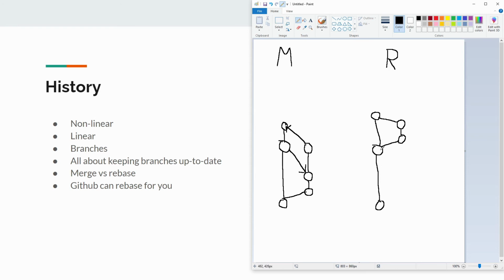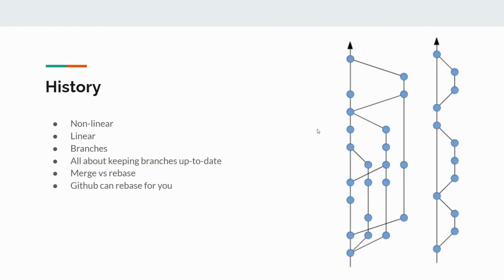As you can see, with the rebase, we get these nice linear and single branches. And one of the nice things is that GitHub can do this for you automatically. But if you prefer, you can also do it through the terminal.